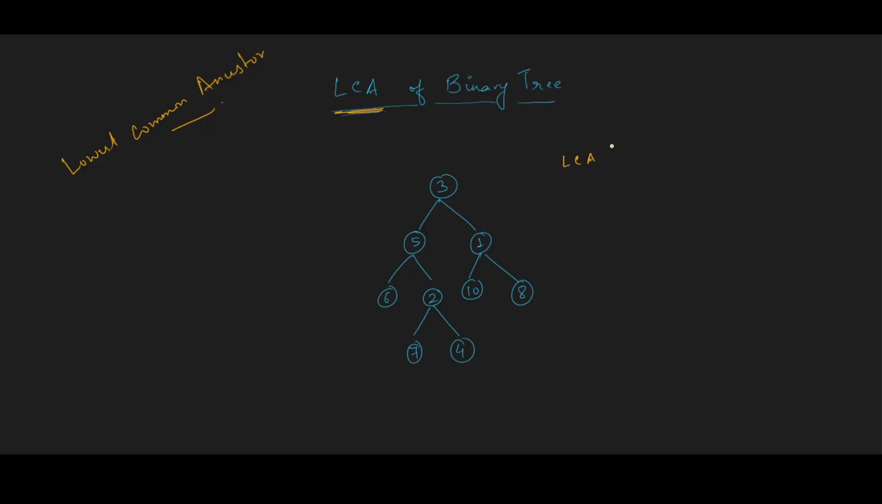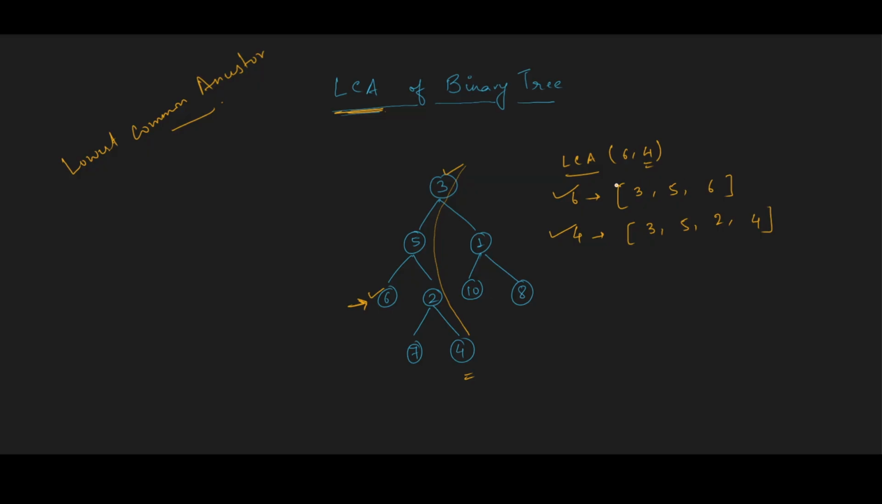Let's try to find the LCA of 6 and 4. If we look at 6, the path from root to 6 contains what nodes? For 6 the path will contain 3, 5, 6, right? And the path from root till 4 contains 3, 5, 2 and 4, right? Now what is the lowest common ancestor? The lowest common ancestor is the common ancestor between 6 and 4, which is also at the deepest level in the tree, or the farthest node from the root.